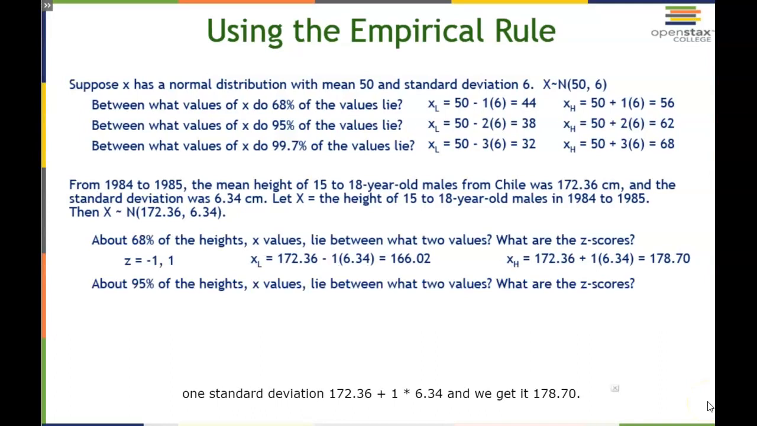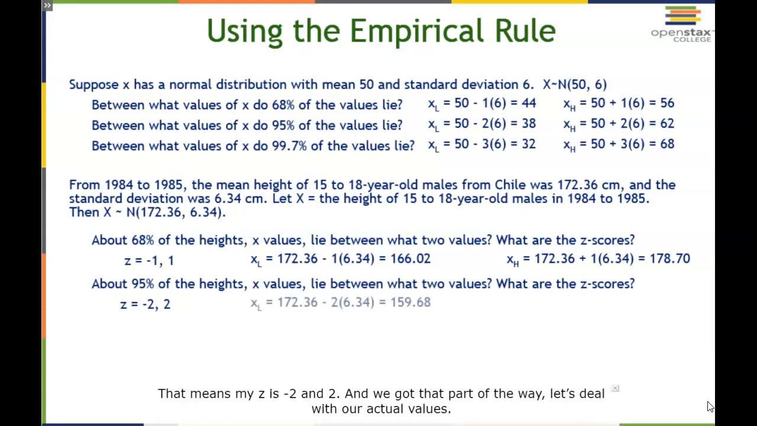Now, let's figure out about 95% of the values should lie between what two values? And we want to know what our z-scores are. Well, again, the z-score part is the easy part because knowing the empirical rule, 95% of my data lies 2 standard deviations below and 2 standard deviations above the mean. That means my z is -2 and 2. Now that we got that part of the way, let's deal with our actual values.